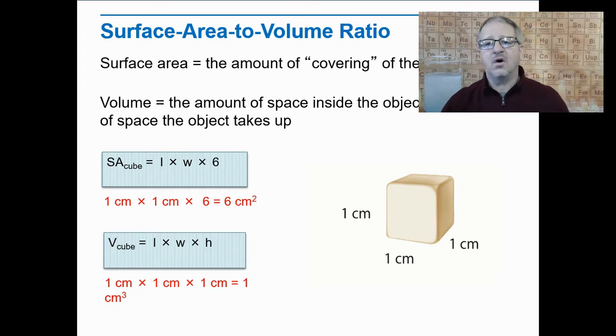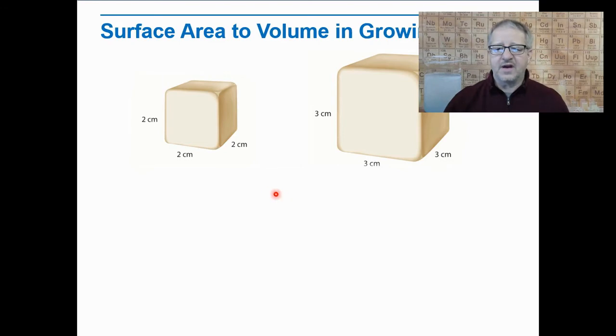All right, so now how does this relate to cells? Notice that we have 6 centimeters squared of surface area, but we only have 1 centimeter cubed of volume. So the surface area actually is a very large number compared to the volume. Now let's take a couple different examples and look at what happens as the cube begins to grow. We started with a 1 centimeter by 1 centimeter by 1 centimeter cube. Now it's doubled in size to get to 2.